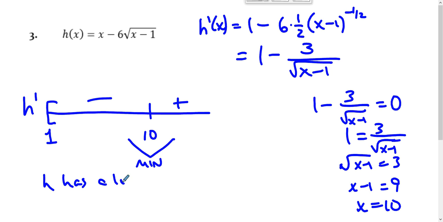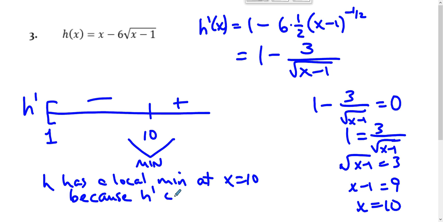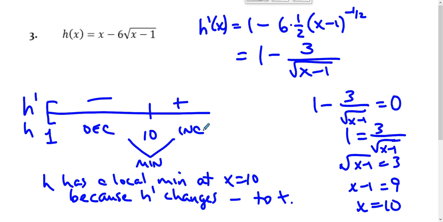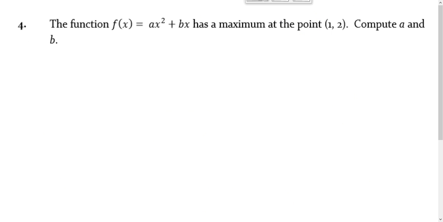H has a local min at x equals 10 because h prime changes from negative to positive. H is decreasing here and increasing there. That's what the first derivative test does for us.